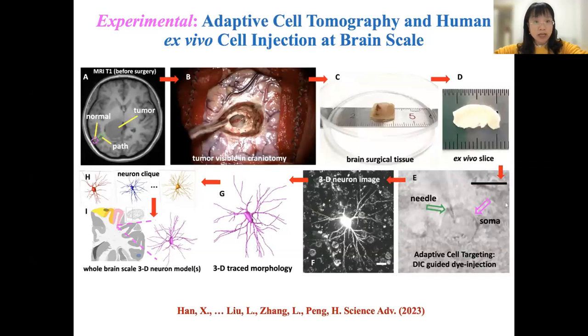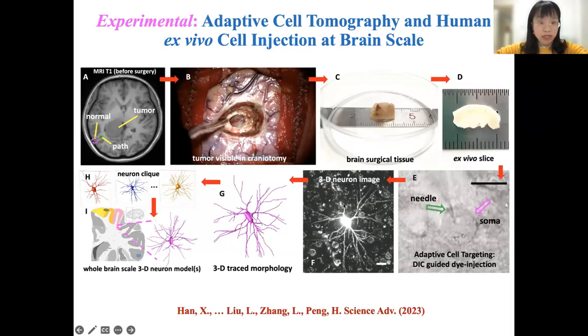For the experimental part, when a patient has a tumor, this is the site. When doctors design the surgery, it's unavoidable that we can get some normal tissue, to make sure they can get the tumor out. So we can use this normal brain surgical tissue for brain experiments. We cut it into brain slices and then use DSA microscopy guided dye injections. This is a micro needle to inject the dye into the soma area, and then all this dye goes into the dendrites. So we can see clearly this neuron show up. We can see the dendritic structures and even the spines.